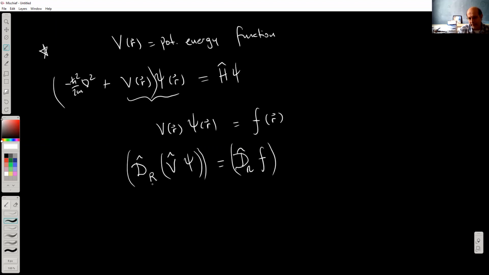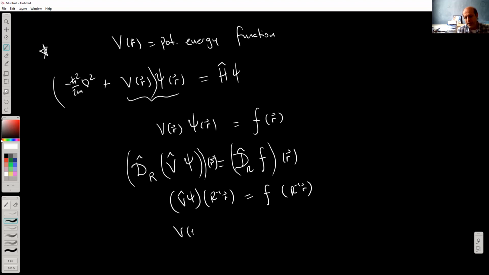Let me say it like this. This is an operator applied to a function, just as seen in here. So I'm considering the value of that function at the location R, right? When you do this analysis, this is basically V applied on psi evaluated at R minus 1R. So that's F R minus 1R. Therefore, this is V of R minus 1R with psi R minus 1R. That's equal to F R minus 1R.